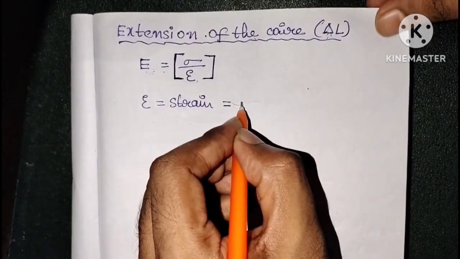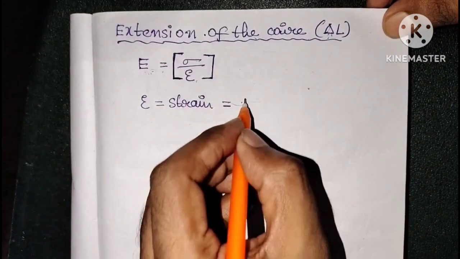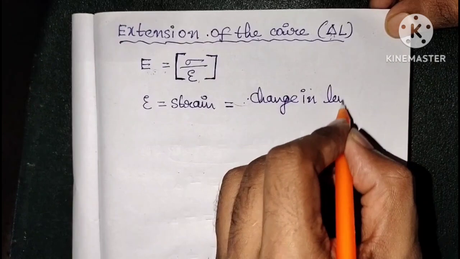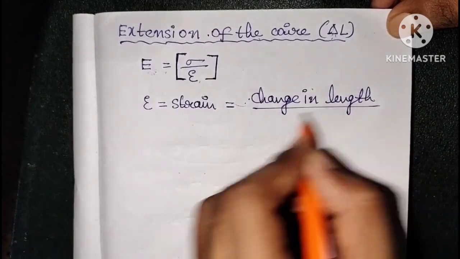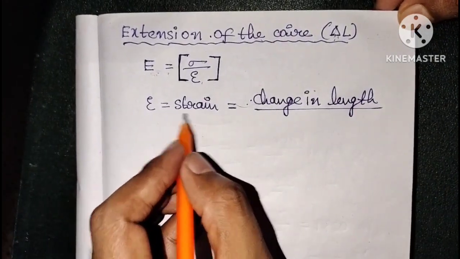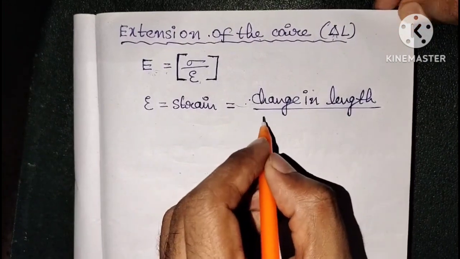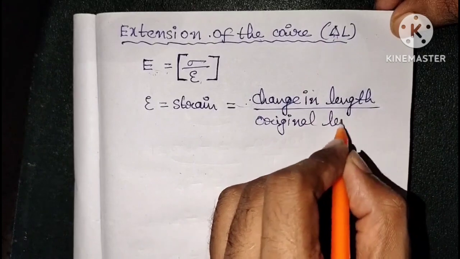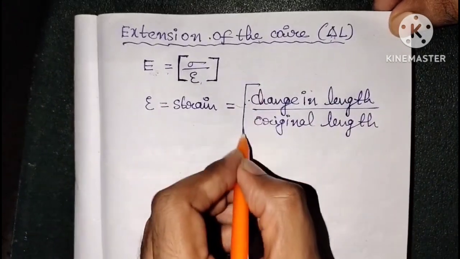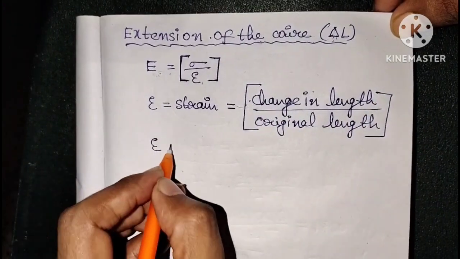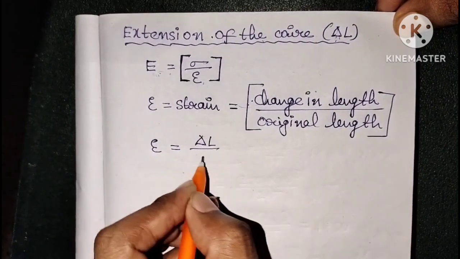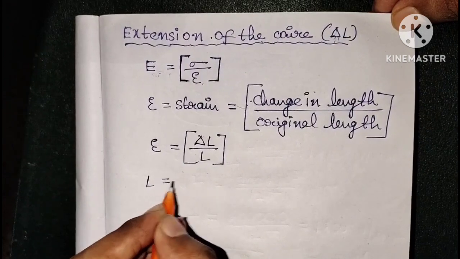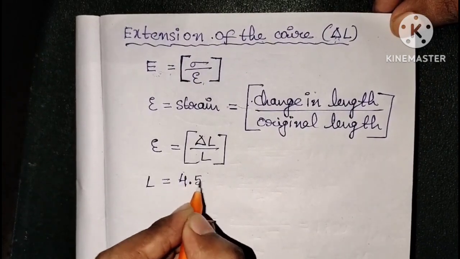Here the bar is subjected to longitudinal strain, so strain means change in length by original length. The actual formula for strain is change in dimensions by original dimensions. But anyhow here the wire is subjected to longitudinal strain, so change in length by original length. So this is the formula for longitudinal strain. Epsilon is equal to change in length, denoted by delta L, by original length L. In the question he has given original length L is equal to 4.5 meters.